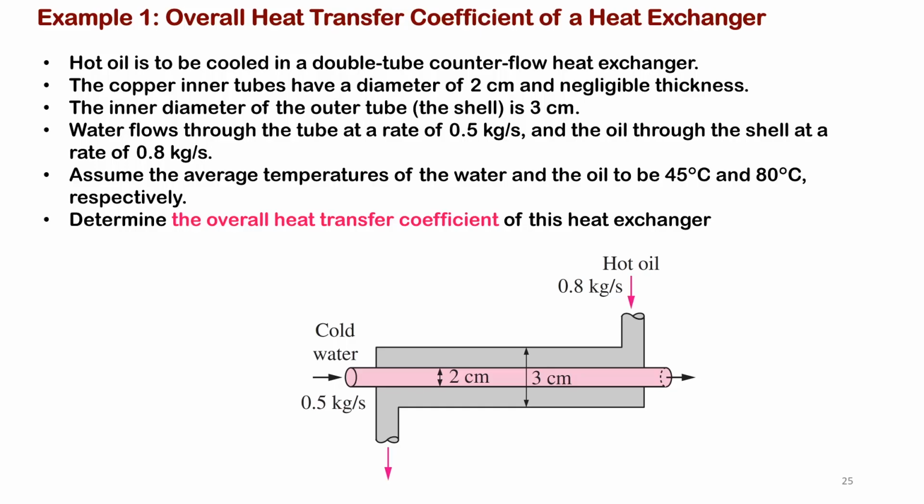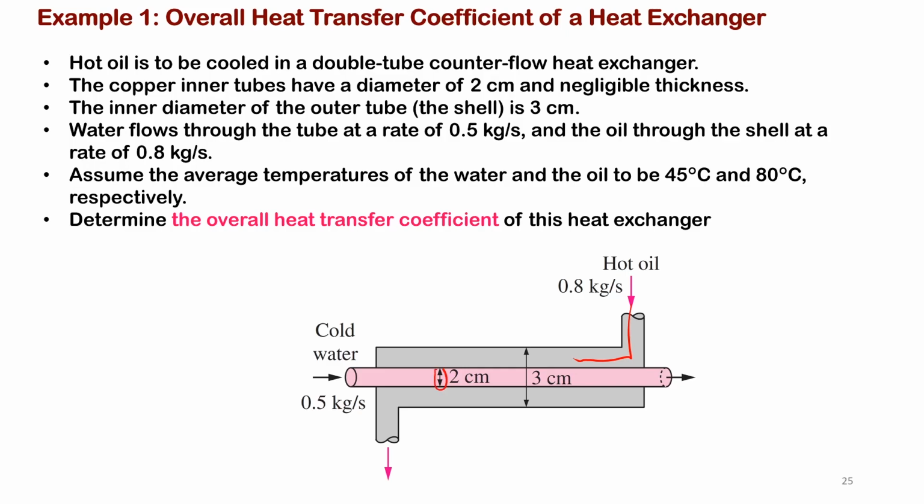So here we have a double tube counter flow heat exchanger. So the flow direction is counter. Hot fluid goes in one direction and the cold fluid goes in the other direction. So we have two tubes.